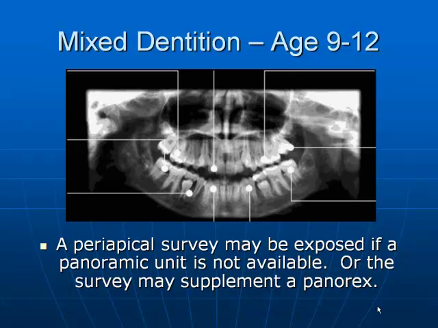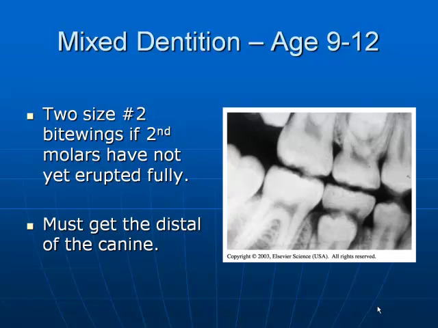A periapical survey may be exposed if a panoramic unit is not available, or the full mouth survey may supplement a Panorex. At the ULM clinic, we recommend that you take 2 size number 2 bite wings if the second molars have not yet fully erupted. But in the mixed dentition, you must always get the distal of the canine.